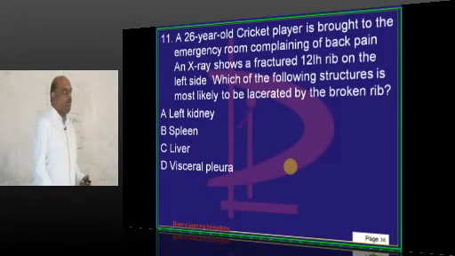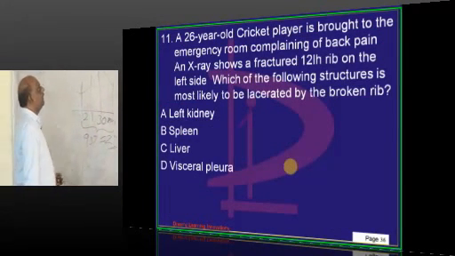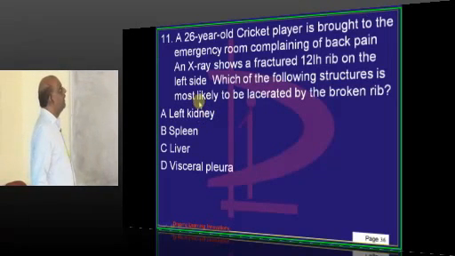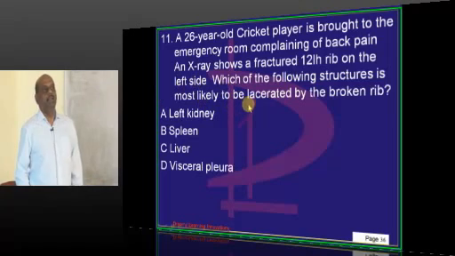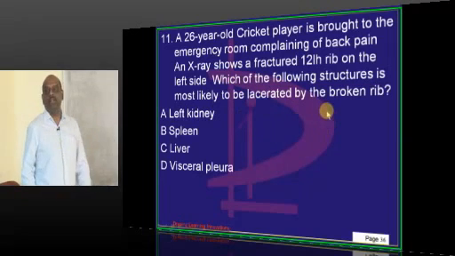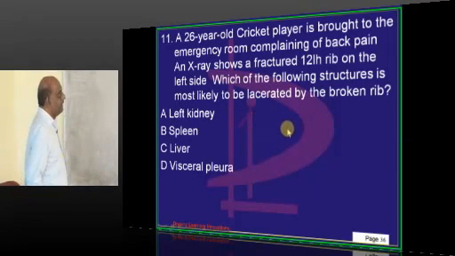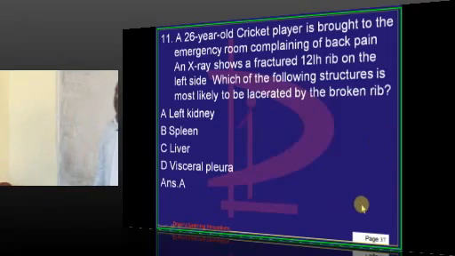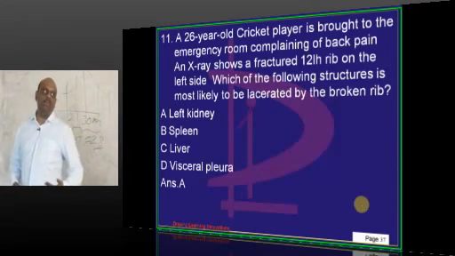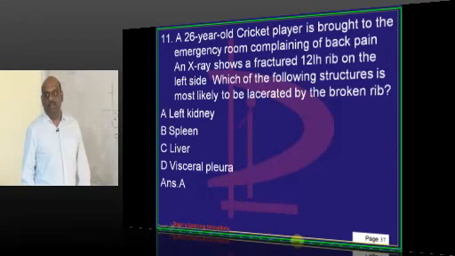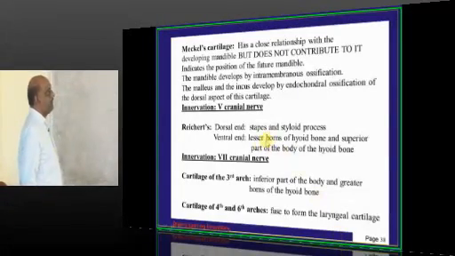A 26-year-old cricket player is brought to the emergency room complaining of back pain. X-ray shows a fractured 12th rib on the left side. Then what is the most likely organ lacerated in this broken rib? So once more, surface markings. The 12th rib is the area where the left kidney is located on the left side, and that is the reason there is an injury to the left kidney, is what you need to remember.